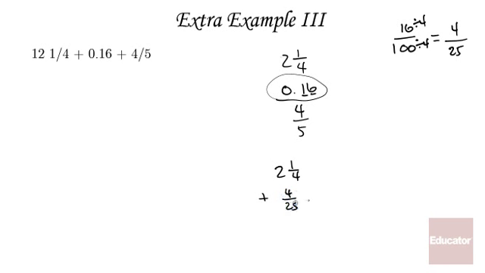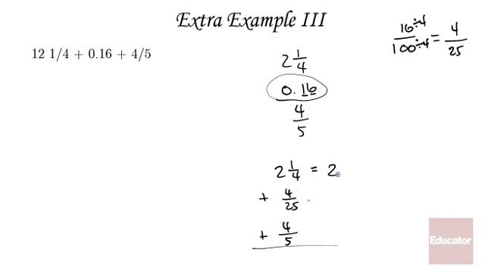4 over 25 plus 4 over 5. Okay, the 25 and the 5 would be easy to make into the same denominator. However, I have the 4 that I need to consider. So I believe that we could make them all into 100 here.